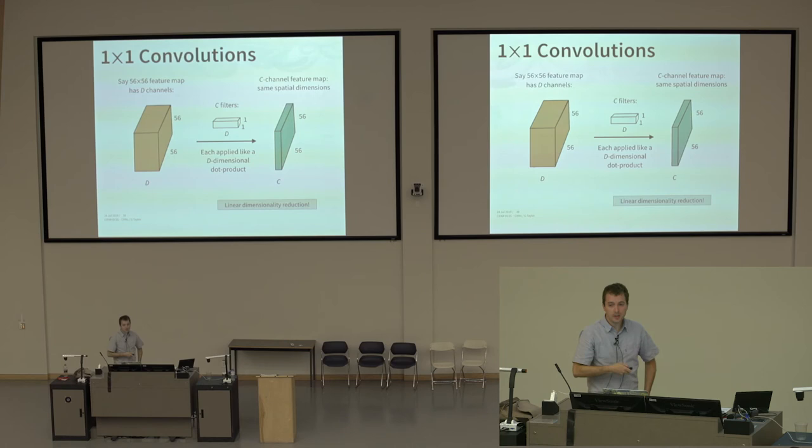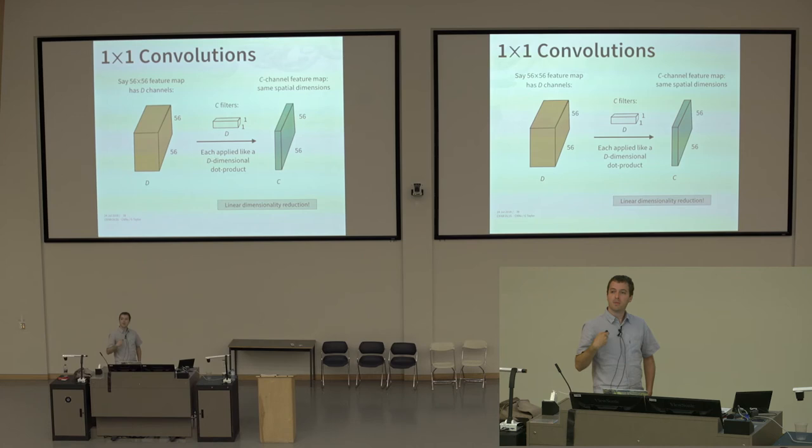D could be 128, for example. You want to reduce the dimensionality to C channels, or C feature maps, while retaining the same spatial dimensions. What you can do is convolve with C filters of size one by one by D. That amounts to doing a dot product in the D dimension all over the image. It doesn't change the spatial dimensions, but for each of these C filters, when we do the dot product, we sum over the dimension D. If we do this C times, we get C slices. So it's basically a linear dimensionality reduction.